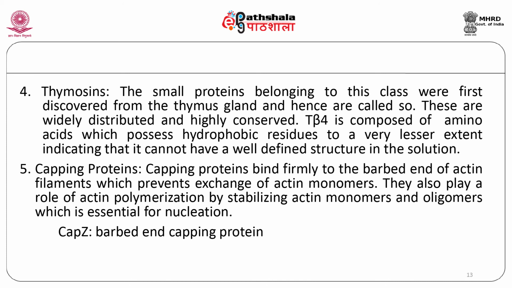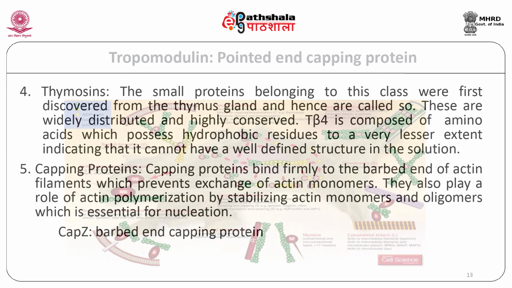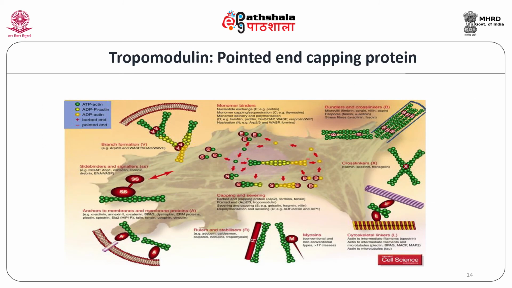Capping proteins. Capping proteins bind firmly to the barbed end of actin filaments, which prevents exchange of actin monomers. They also play a role in actin polymerization by stabilizing actin monomers and oligomers, which is essential for nucleation. Examples are CapZ, that is the barbed end capping protein, and tropomodulin, that is the pointed end capping protein.